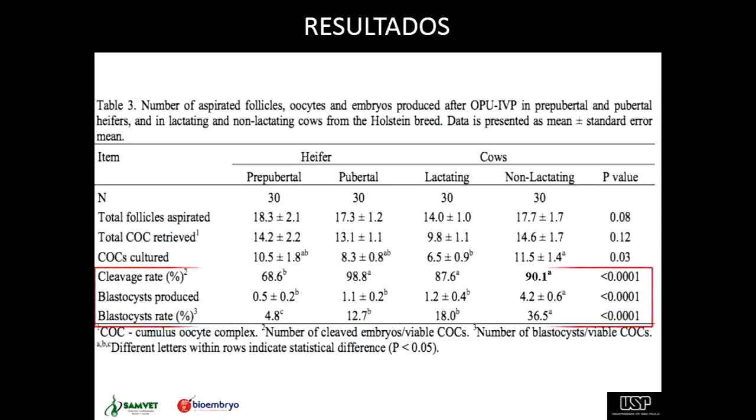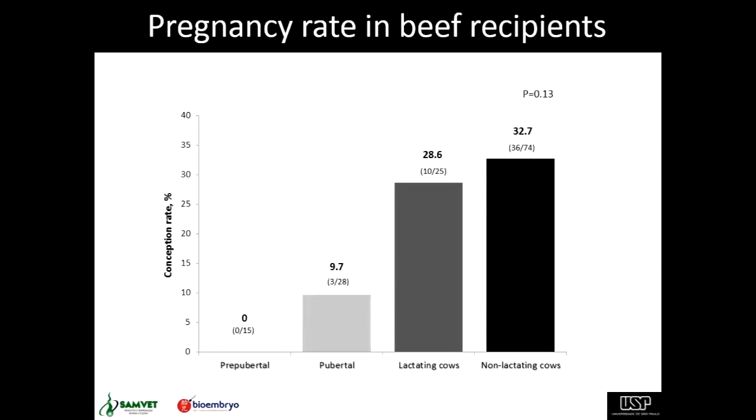And again, if you look at the cleavage rate, blastocyst production and blastocyst rate, it is lower in prepubertal animals and improves as we move up the categories here. Again, the prepubertal and pubertal produce lower than lactating and non-lactating cows using the same model, the same semen, the same day. Here we transferred the embryos on the same day into the recipients, and look at the conception rate from the IVF embryos produced by non-lactating cows, by lactating cows, by pubertal and prepubertal: 0 conception rate in prepubertal.